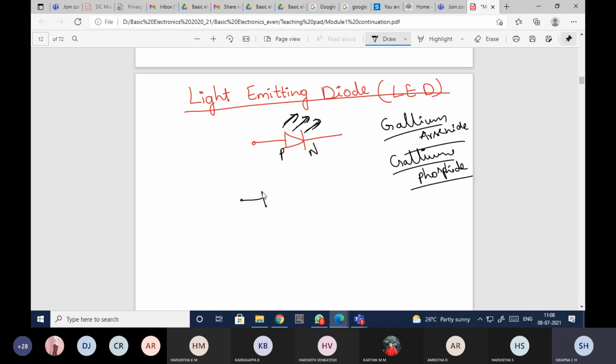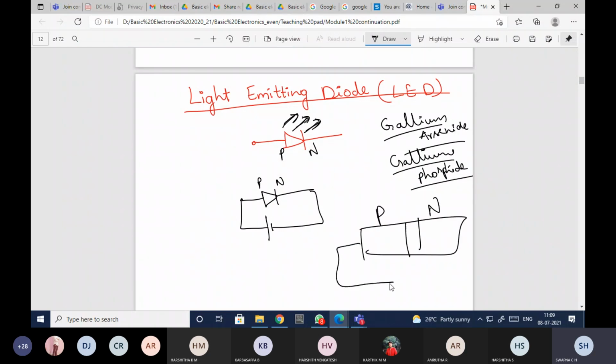In the normal diode, if you take the normal PN junction diode, when it is forward biased, forward biased in the sense P should be connected to positive and N is connected to negative. What happens here also, this is your P and this is your N. P is connected.